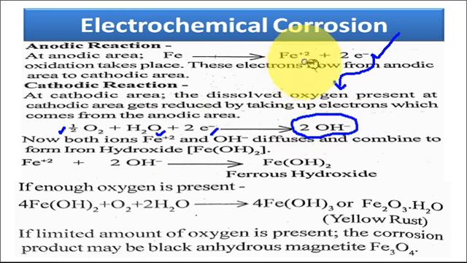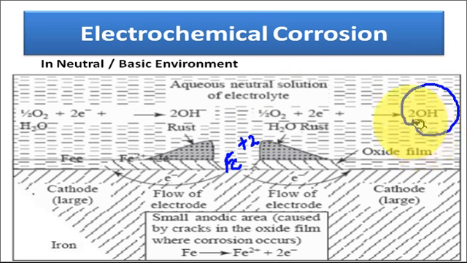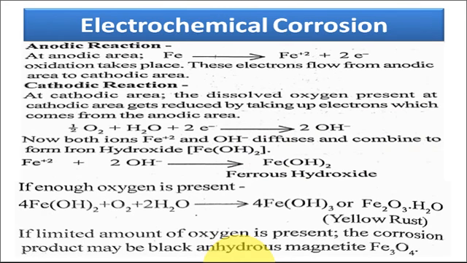Now look here, at the anodic part Fe plus 2 ions, and at the cathodic part OH minus ions are there. Fe plus 2 ions are generated at the anodic part, while at the cathodic part OH minus ions are generated. Both the ions have opposite charge, so these ions move towards each other. Fe plus 2 attracts OH minus and OH minus attracts Fe plus 2. These ions moving towards each other combine and form the iron hydroxide.